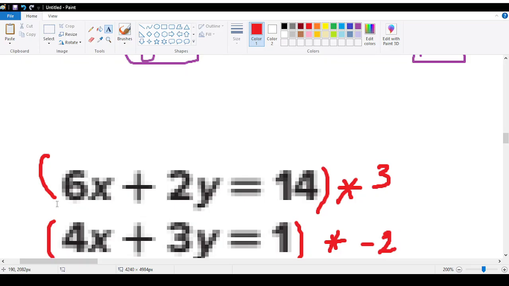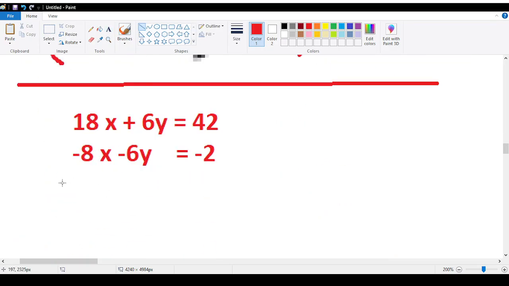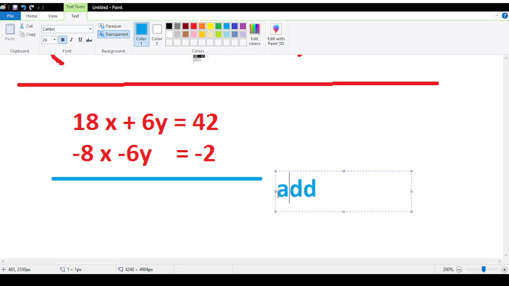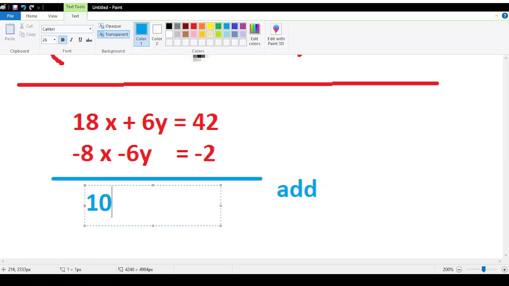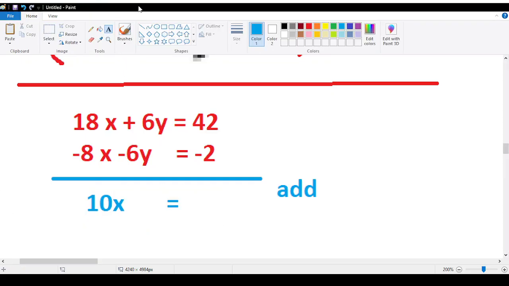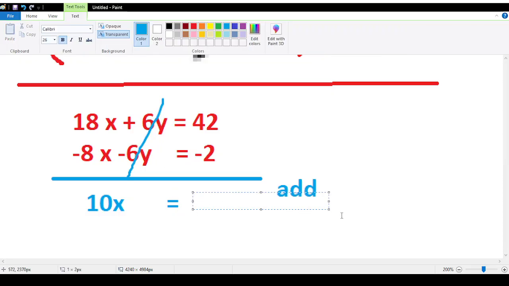Good. Now, what we will do, we will add, like we are always doing. Is it understood so far? Yes. Yalla, add them. 18 minus 8, 10. So 10x. Now 6 minus 6, 0. I will cancel them out. Now 42 minus 2, 40. Okay.